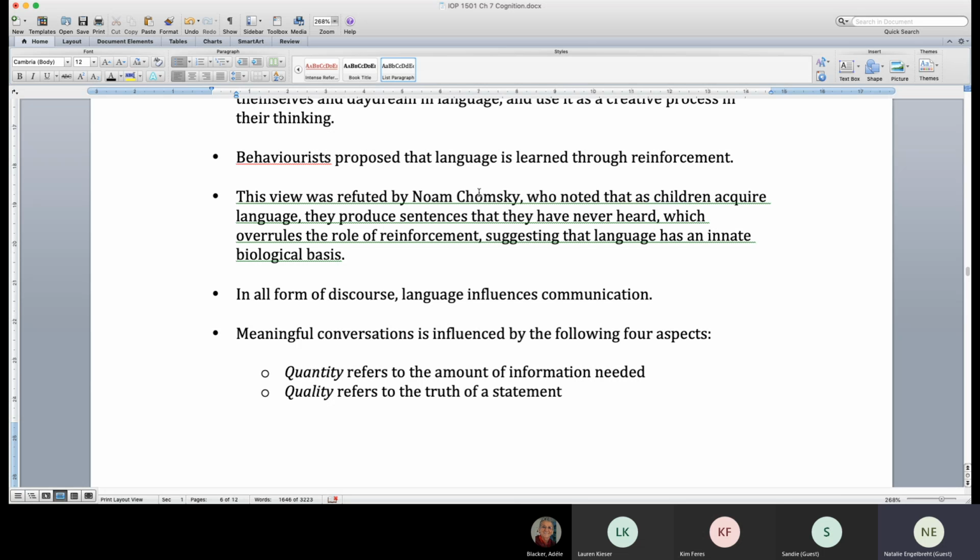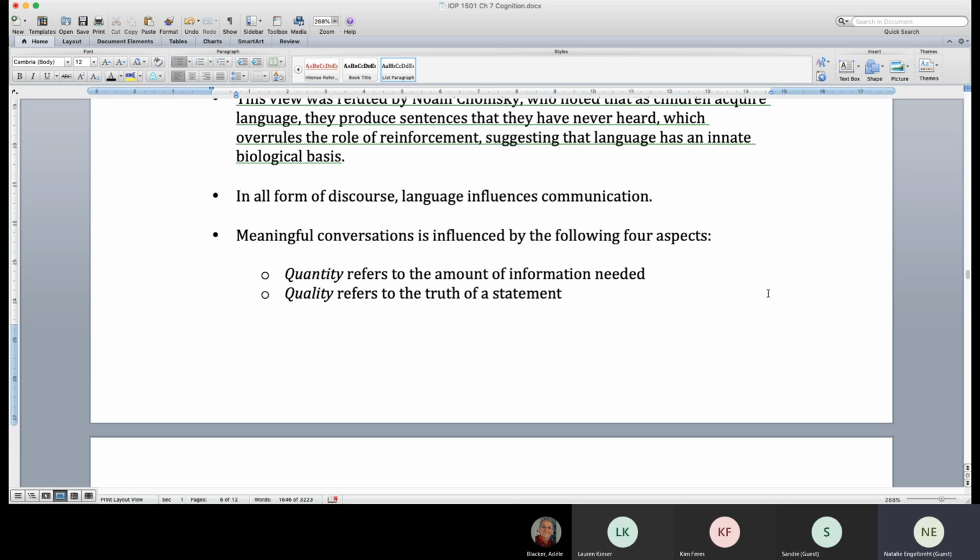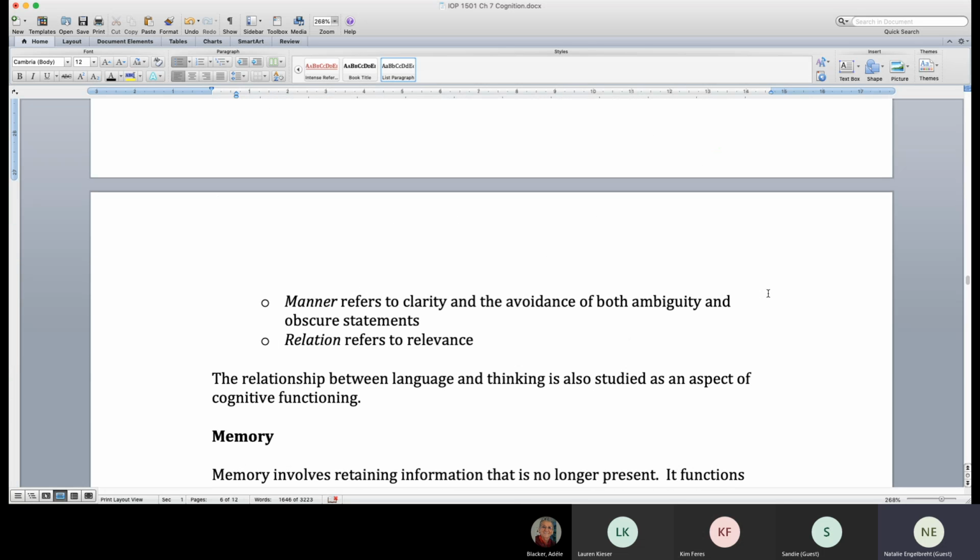Meaningful communication, meaningful conversations is influenced by the following four aspects. Quantity refers to the amount of information needed. Quality refers to the truth of a statement. Manner refers to clarity and the avoidance of both ambiguity and obscure statements. Relation refers to relevance. The relationship between language and thinking is also studied as an aspect of cognitive functioning.